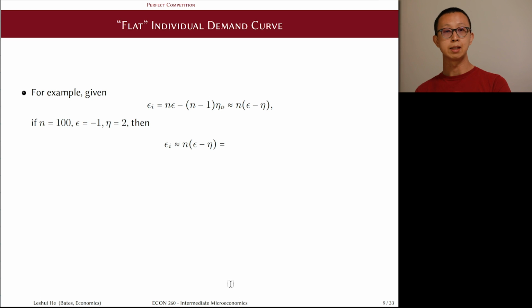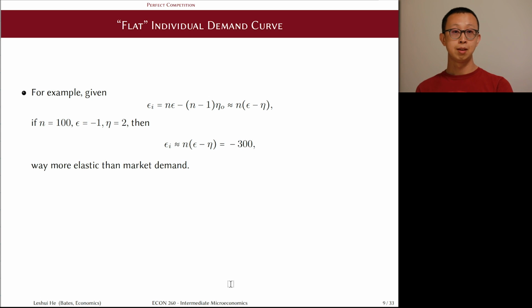Given this expression and its approximation we just derived, if we have a market with 100 firms and the demand is unit elastic, the price elasticity of supply is 2, then using this approximation, we have the price elasticity of the residual demand would be 300. That's a crazy amount. When the price increases by 1%, the market demand decreases by 1%, and the market supply increases by 2%. It's nothing too sensitive at all.